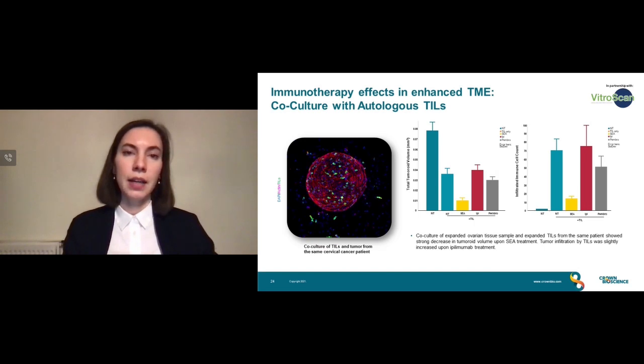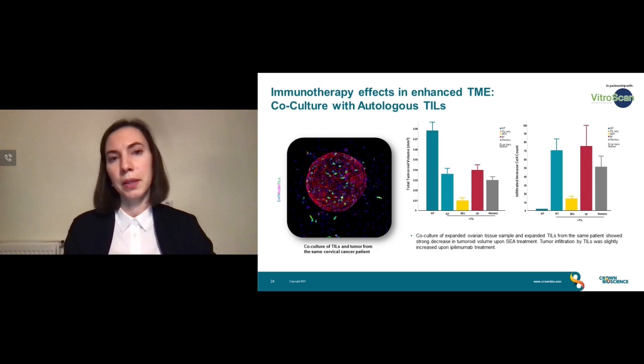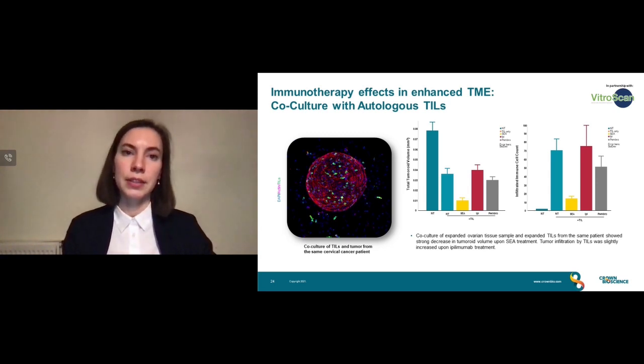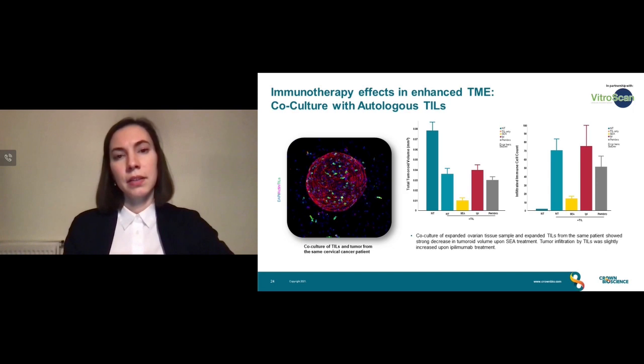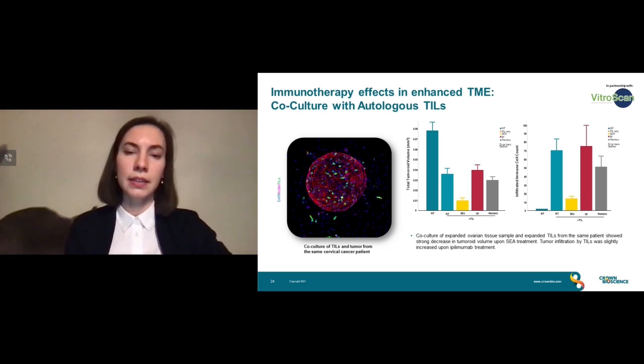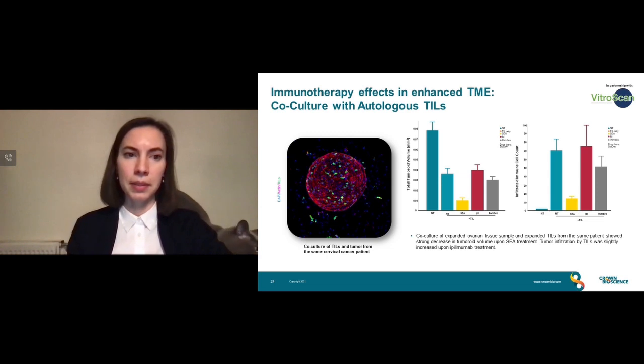Additionally, we can isolate and expand tumor-infiltrating lymphocytes from the primary samples and expand the tumor culture and put them back together in the co-culture with a matching TIL. In this case, the responses of the TIL would be slightly different than on a fresh culture because, of course, these cells were expanded. But still, in this example, we can see a strong response to SEA by the killing and a slight increase in tumor infiltration in the response to the treatment with ipilimumab.